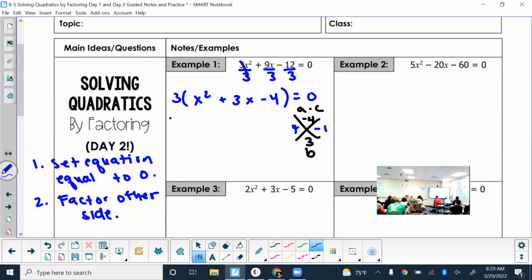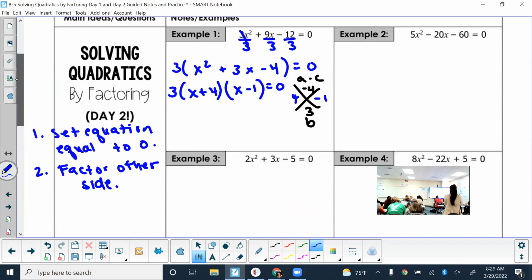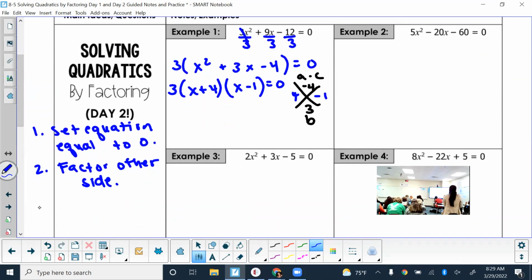So then your GCF will still be there. So 3 is still outside the parentheses. But now the parentheses are x plus 4 and x minus 1. That equal to 0 step. So we factored it. Any questions on the factoring step? All right, then step 3, what do we do now?